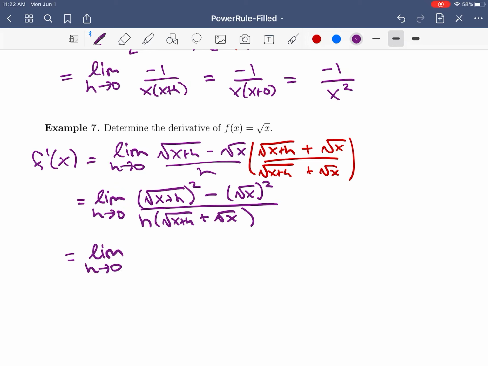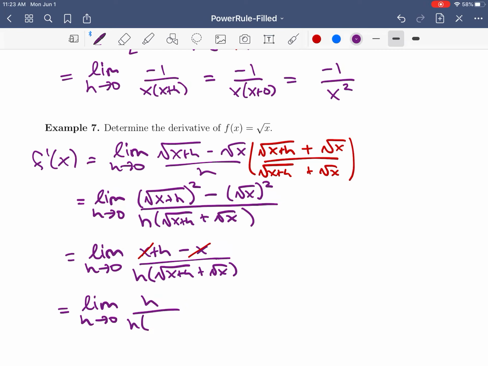the square root and the square go away. So I get x plus h minus x over h times square root of x plus h plus square root of x. And now these x's go away. And I have h over h times square root of x plus h plus square root of x. And now I can cancel these h's.